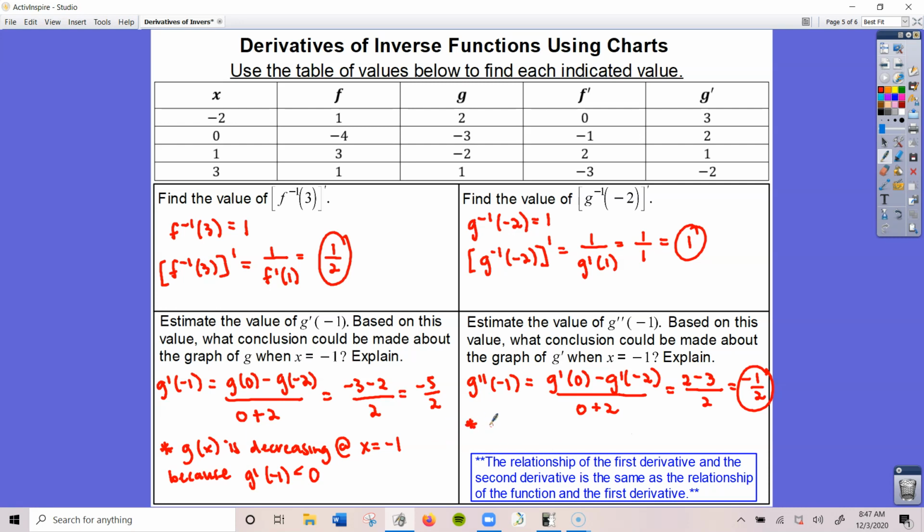And what does this mean? Again, same relationship. So g prime of x is decreasing when x is equal to negative 1 because g double prime of negative 1 is less than 0.